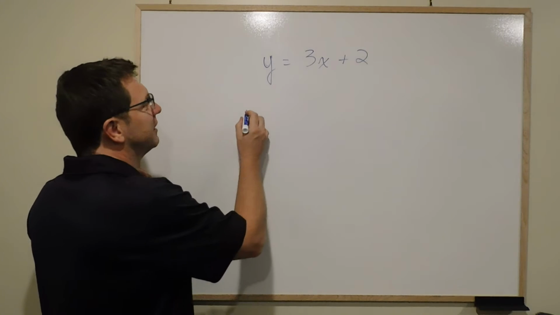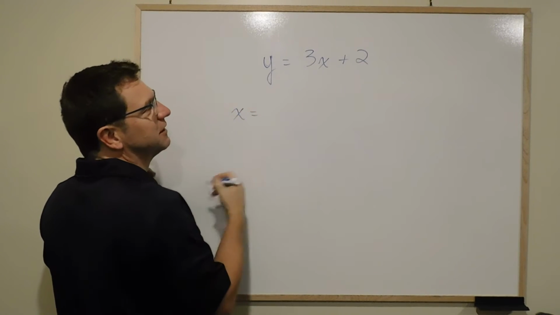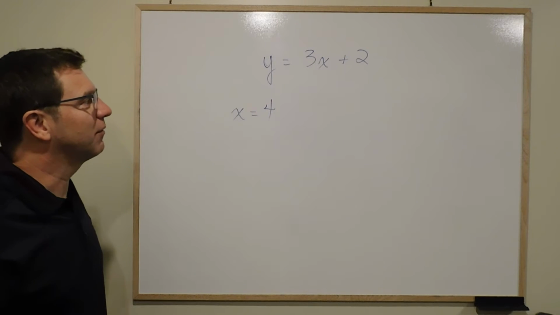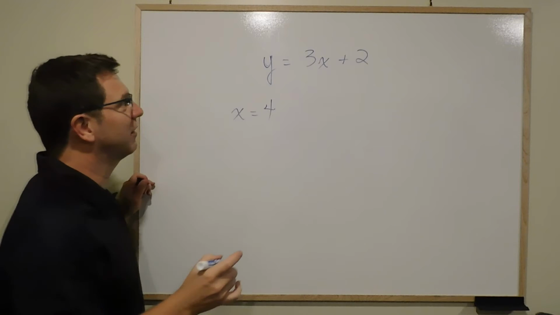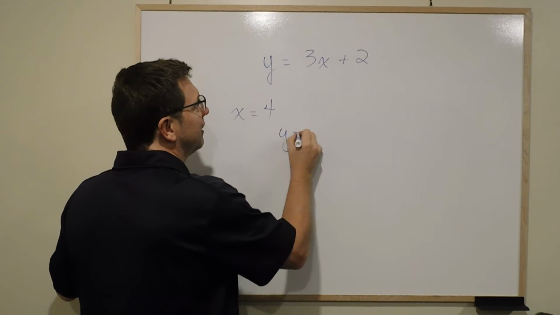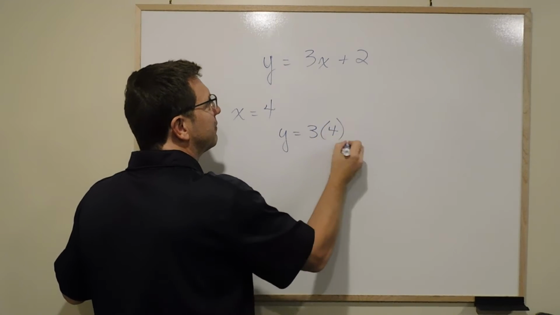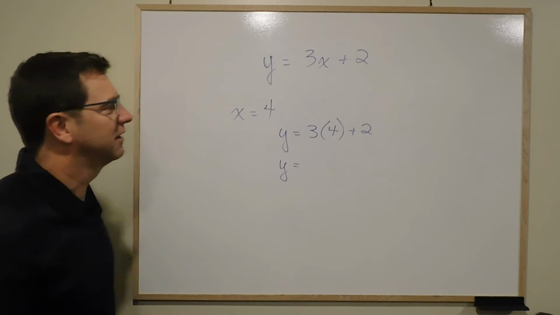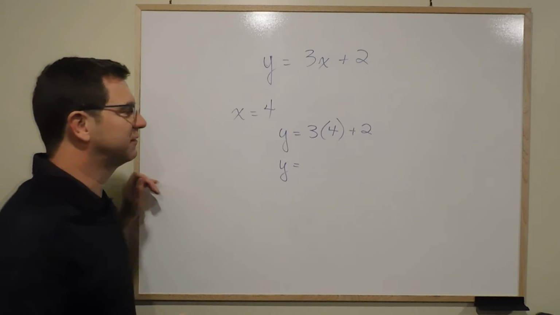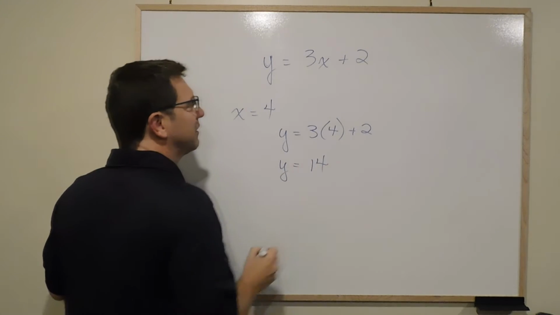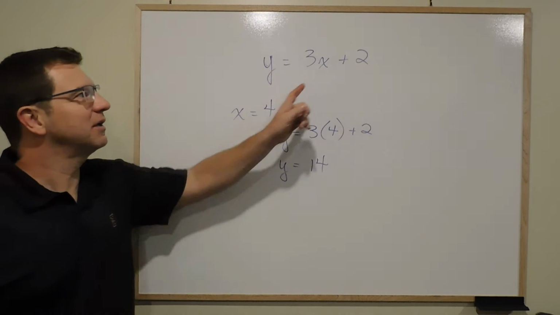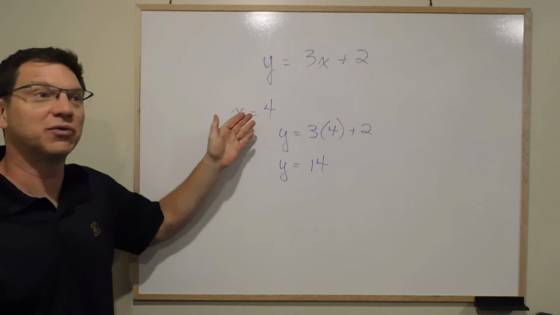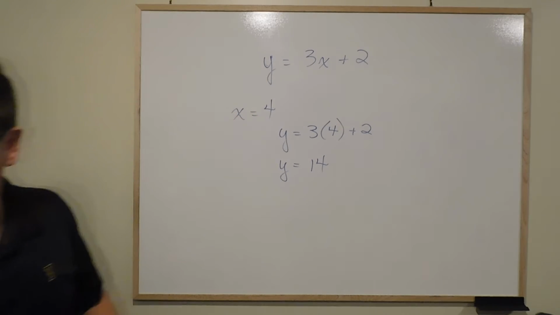What if I told you that I was going to pick x equaling 4? What could we figure out y would be? Well, if x equals 4, and I substitute 4 for x, I would find that 3 times 4 is 12, plus 2 is 14, so y would equal 14. So if x were to equal 4, then y would have to equal 14 to make this true. Okay? How do we know it's true?